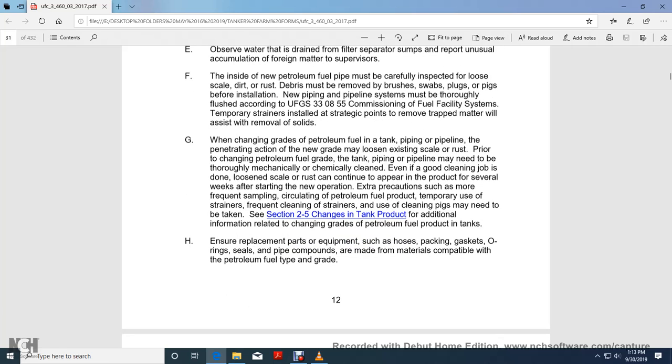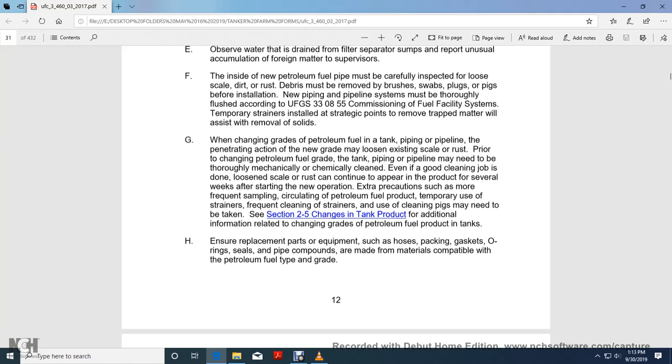The inside of new petroleum fuel pipe must be clearly inspected. Loose scale, dirt, rust, and debris must be removed with a brush, swab, plugs, or pigs before installation. New piping in the pipeline system must be thoroughly flushed per Unified Facilities Guide Specifications 3308-55, commissioning of a fuel facility system.